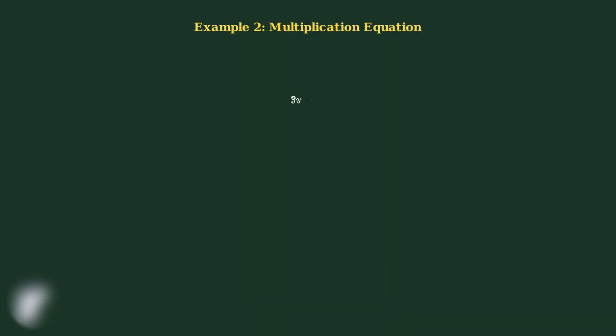For our second example, we have 3y equals 21, and we found that y equals 7. Let's check this solution using the same substitution process. We substitute 7 for y, giving us 3 times 7 equals 21. Notice the parentheses around the 7 to show the multiplication clearly. Simplifying the left side, 3 times 7 equals 21. We get 21 equals 21, which is true. Our solution y equals 7 is verified as correct.